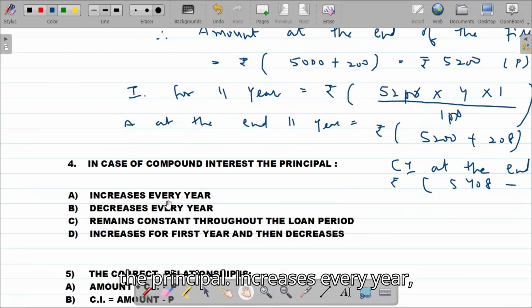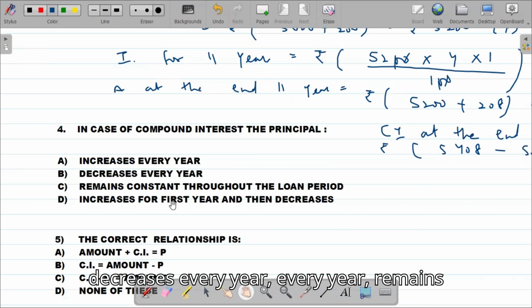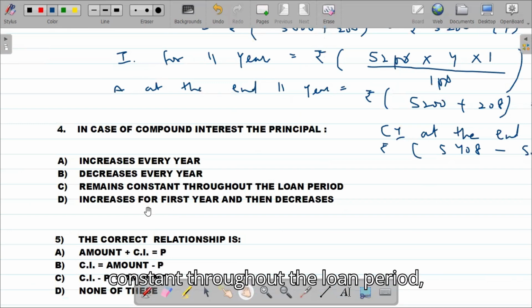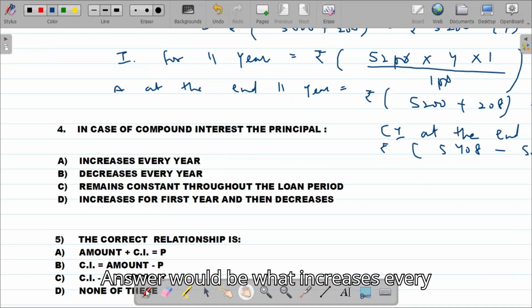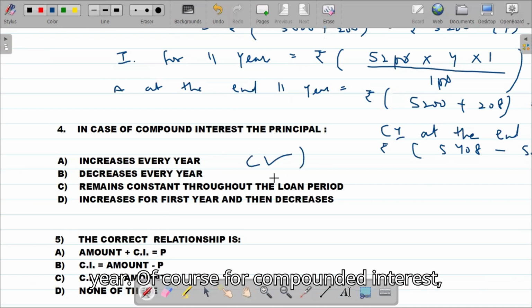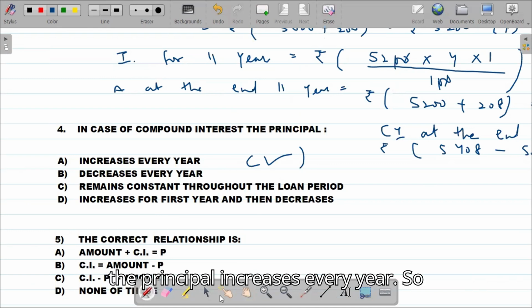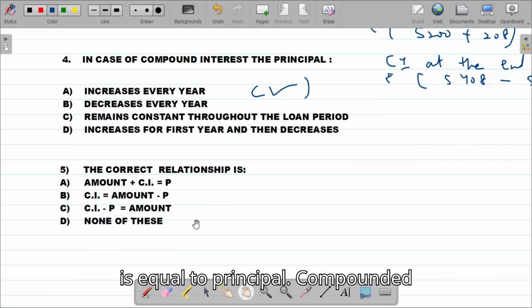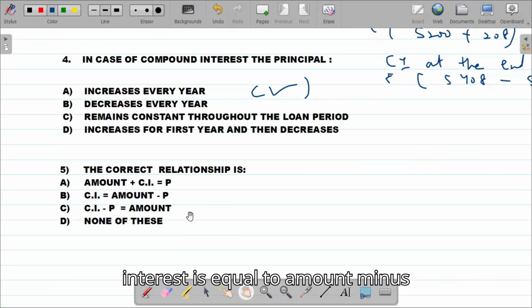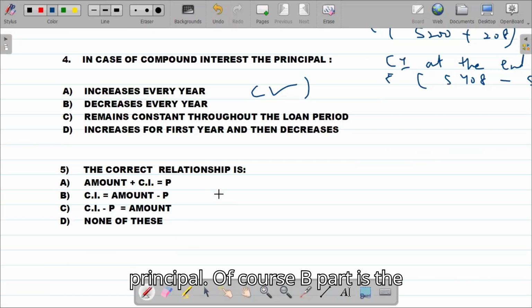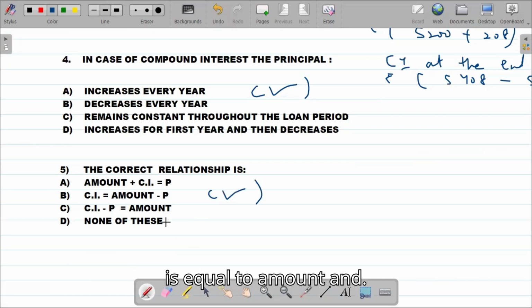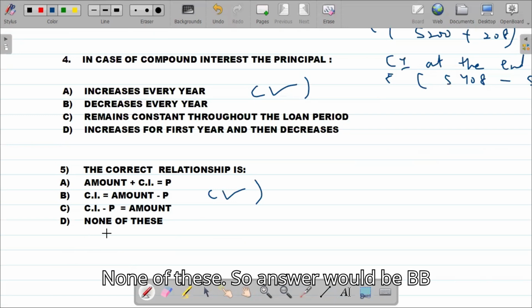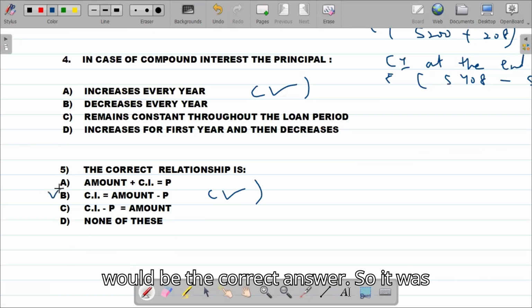In case of compound interest, the principal increases every year, decreases every year, remains constant throughout the loan period, or increases for the first year and then decreases. The answer would be increases every year. Of course, for compound interest, the principal increases every year. So for the fifth question, the correct relationship: amount plus compound interest is equal to principal; compound interest is equal to amount minus principal, of course; B part is the correct one. Compound interest minus principal is equal to amount; and none of these. So the answer would be B. B would be the correct answer.